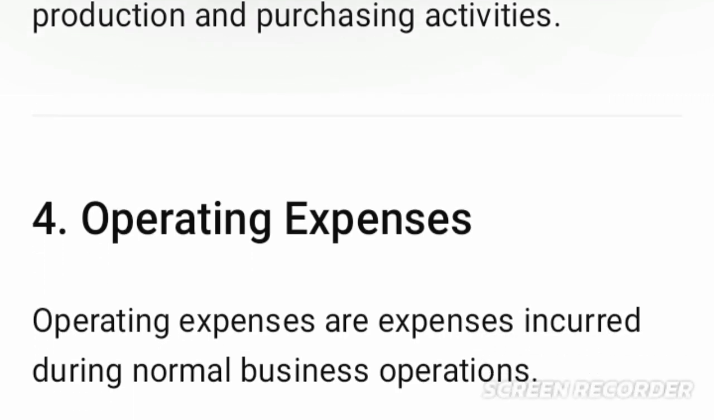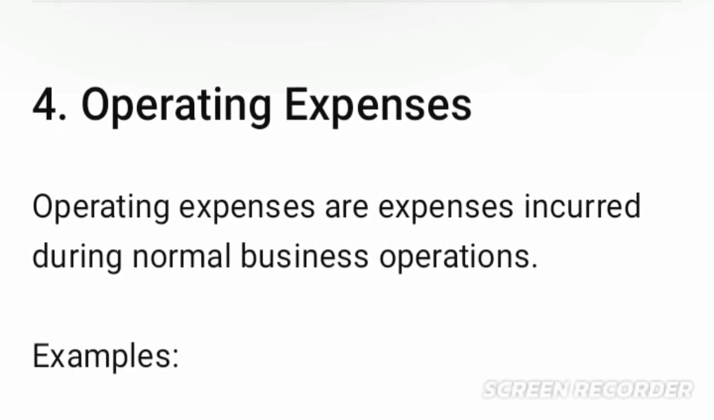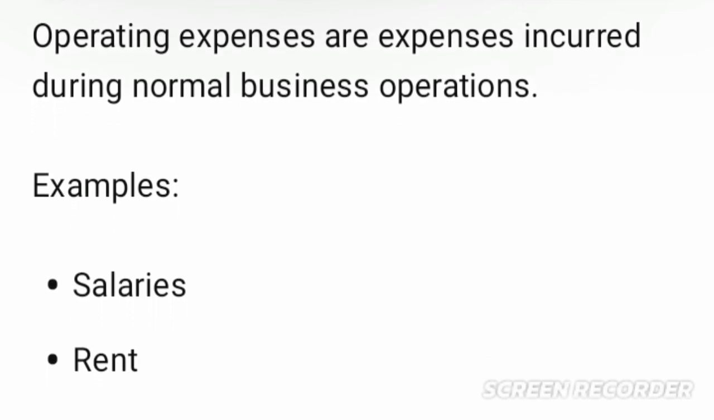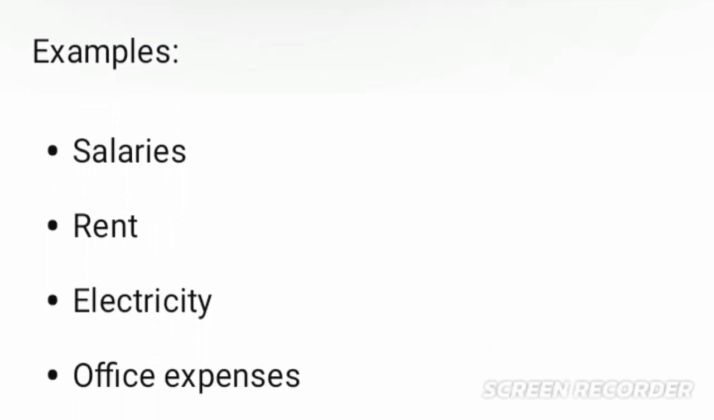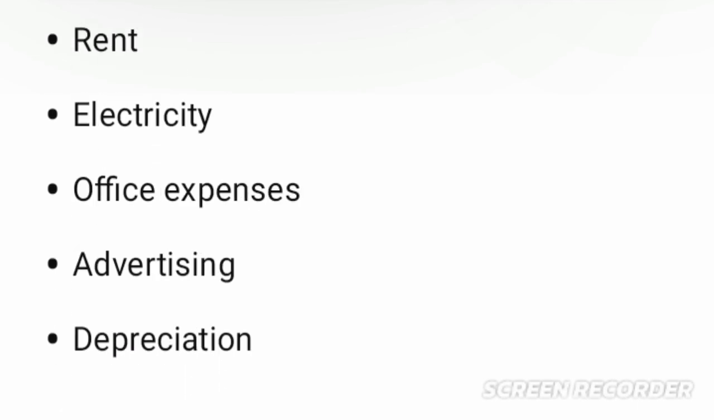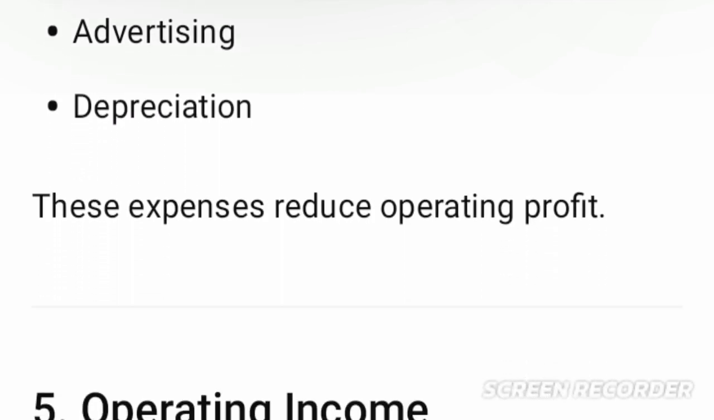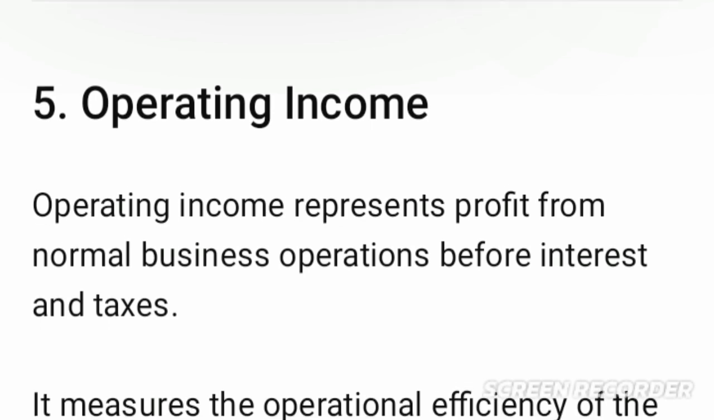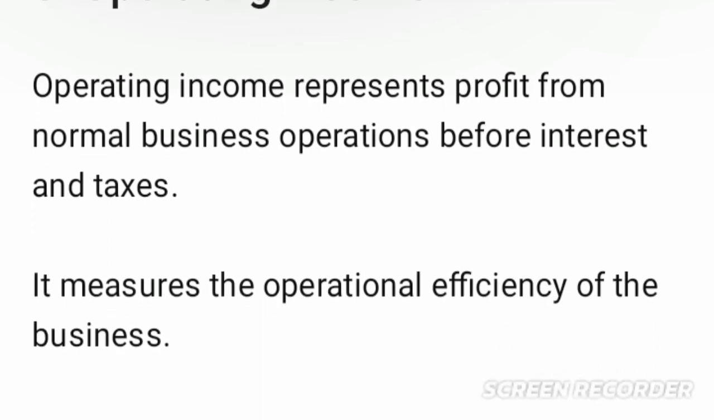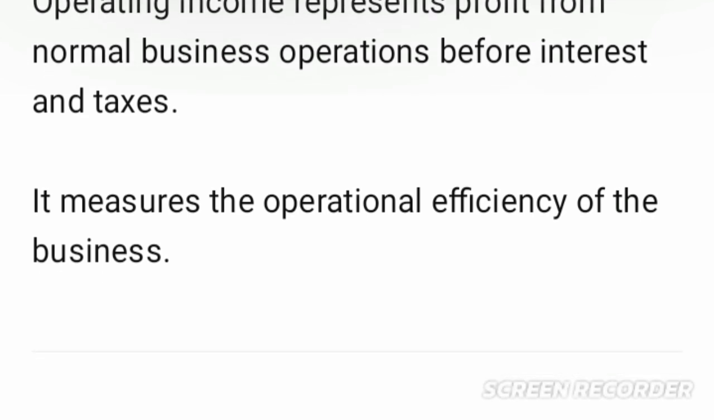Four, operating expenses. Operating expenses are expenses incurred during normal business operations. Examples: salaries, rent, electricity, office expenses, advertising, depreciation. These expenses reduce operating profit. Five, operating income. Operating income represents profit from normal business operations before interest and taxes. It measures the operational efficiency of the business.